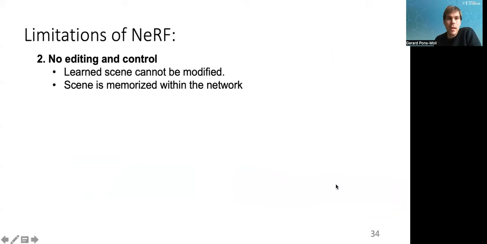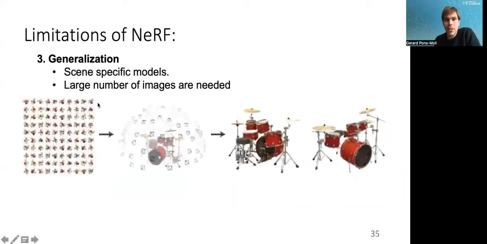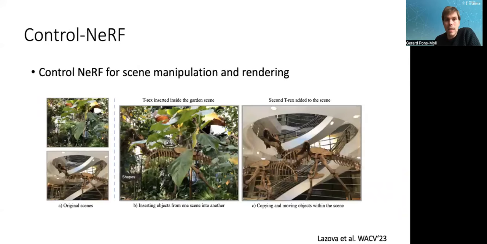All right, so to the issue of not being able to edit the NeRF representation, there's also follow-up works. I'm going to explain one that comes from our group, which is called Control NeRF, which allows you to take two different scenes and combine them in a single scene, or for example, replicating one scene, duplicating objects. For example, this dinosaur has been duplicated here, and you can then render this edited scene from multiple viewpoints.